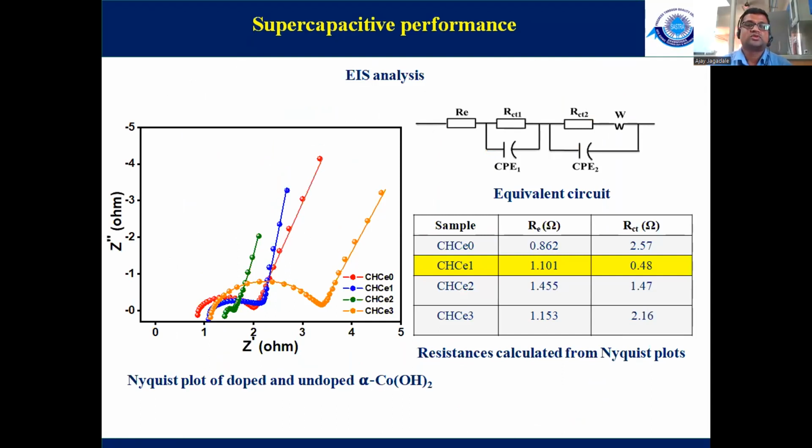So EIS is also done in order to extract electrical parameters such as ESR and RCT. ESR is nothing but equivalent series resistance, and RCT is charge transfer resistance. So this is the equivalent circuit which was fitted for this impedance data. And from this we can see that when cobalt hydroxide was doped with 1% cerium, the charge transfer resistance reduced, and this is mainly because of the good conducting behavior of 1% cerium doped alpha cobalt hydroxide.